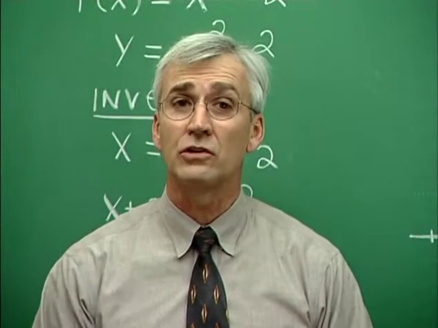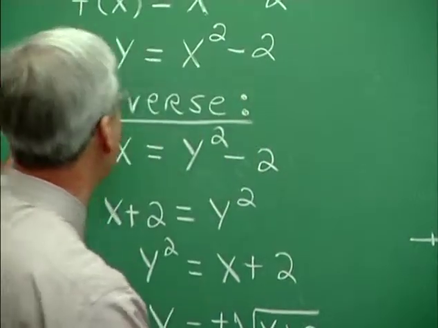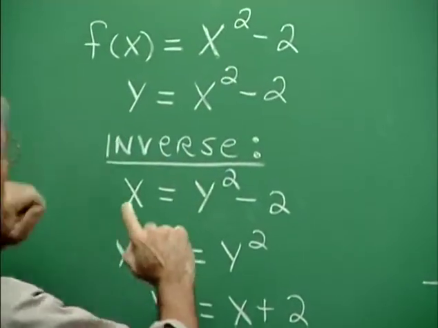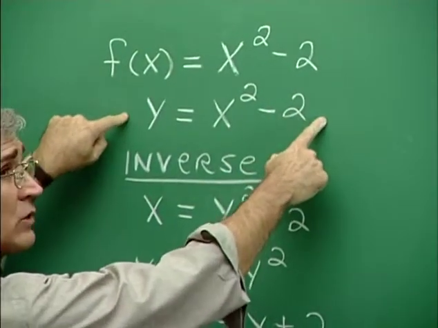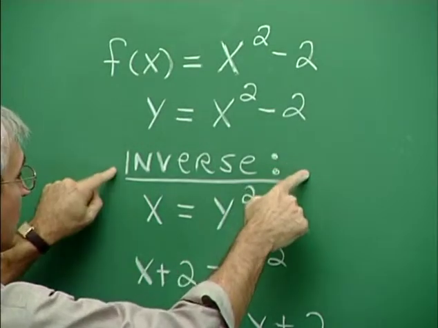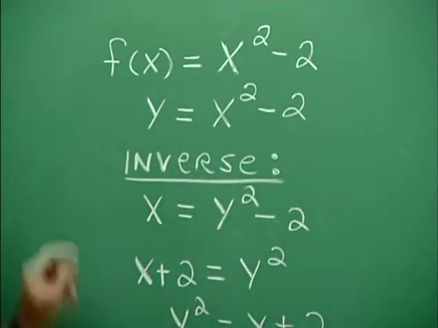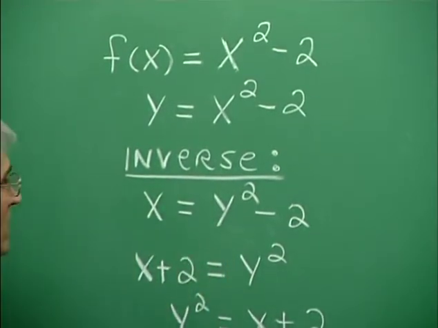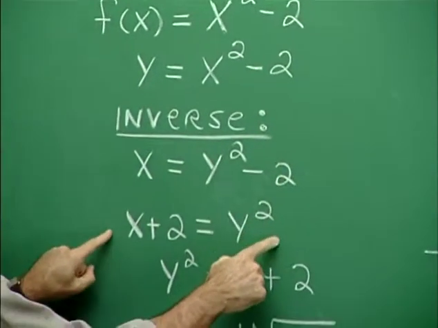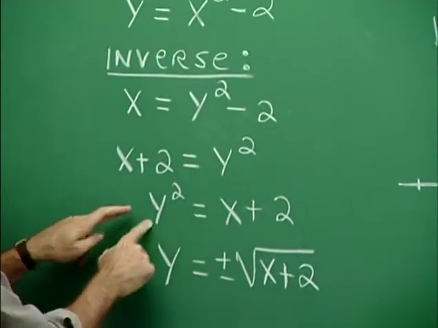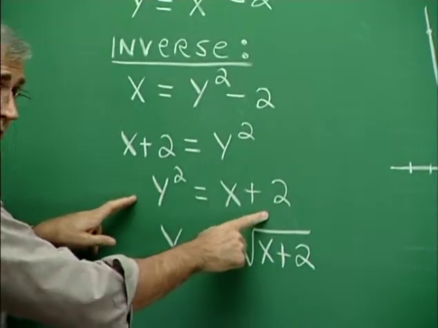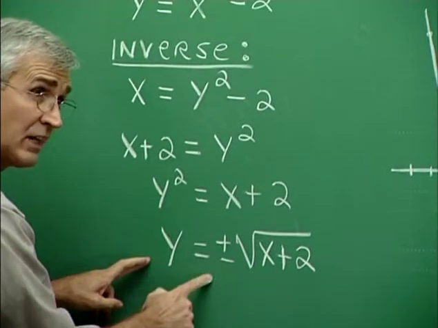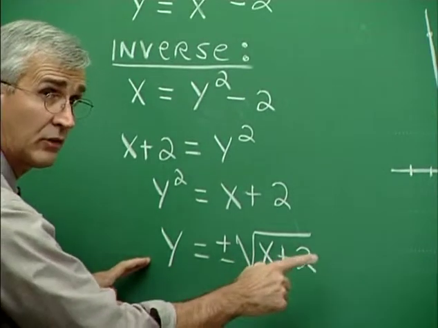Let's generate the inverse of another function. Let's start with f of x is x squared minus 2. We would write this as y equals x squared minus 2, and we find the inverse by swapping the role of x and y. Y becomes x, x becomes y, and now we want to solve for y. We'll add 2 on both sides, swap sides, and now if y squared is x plus 2, y then is plus or minus the square root of x plus 2.